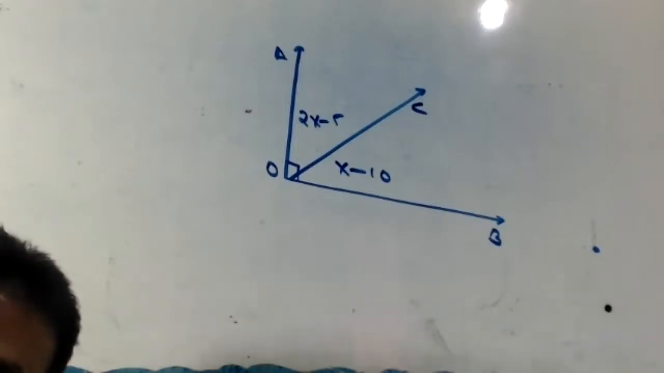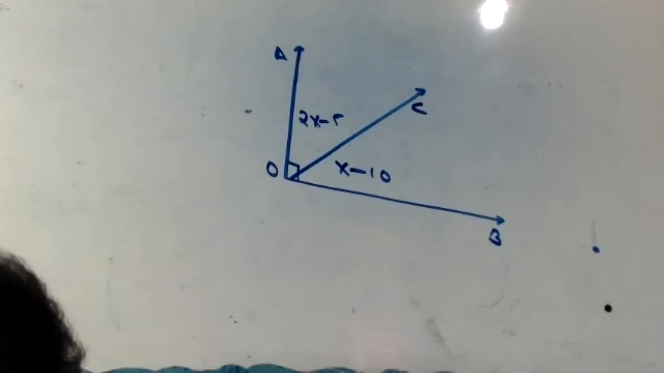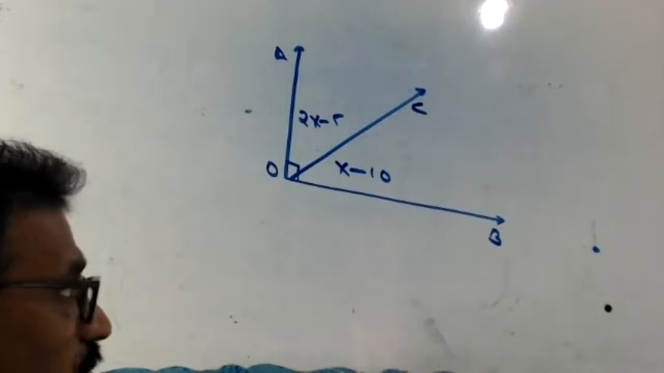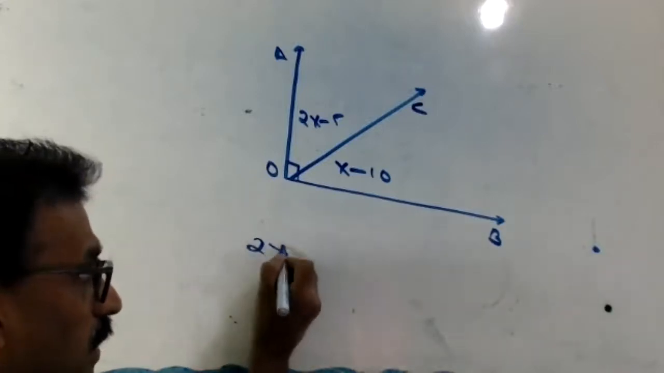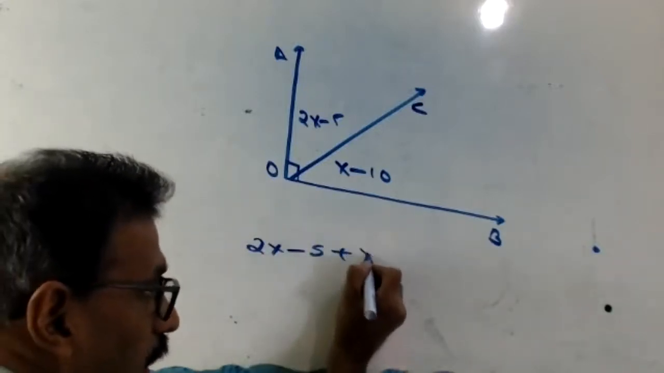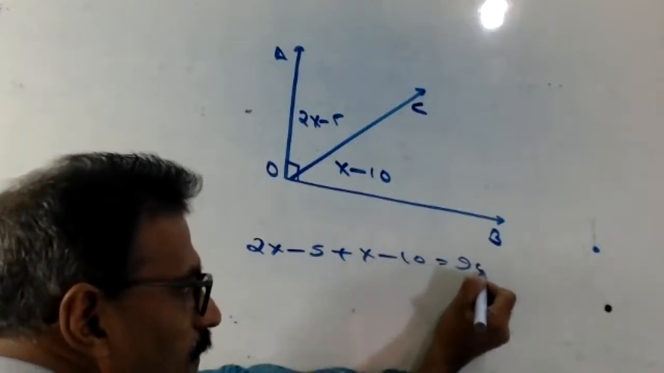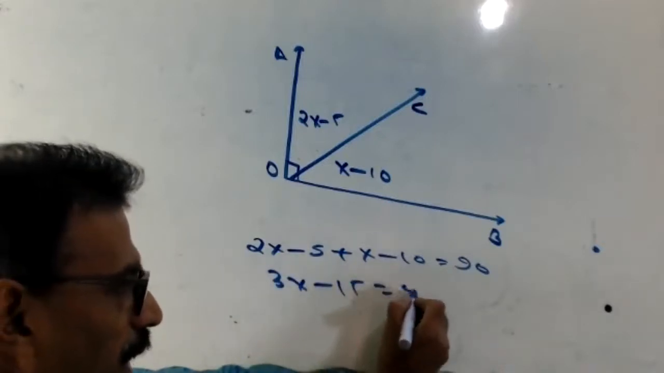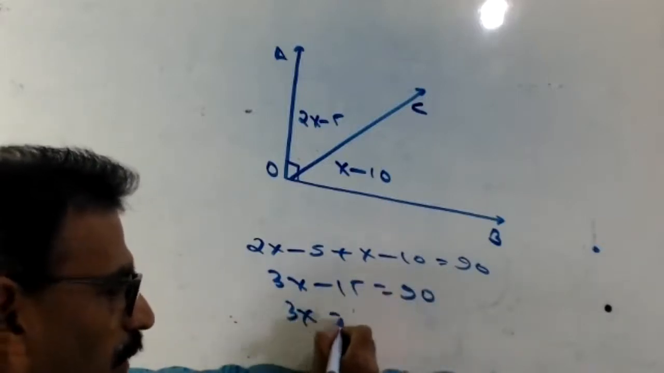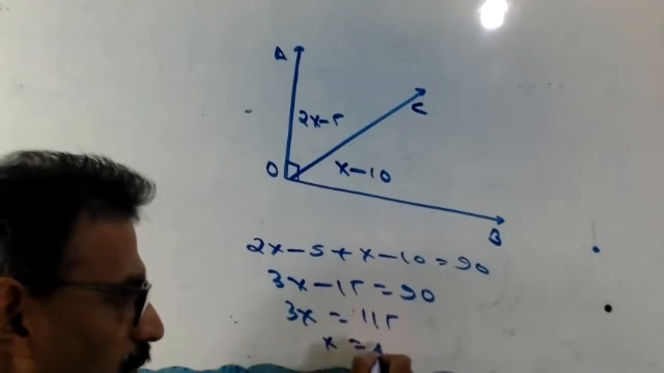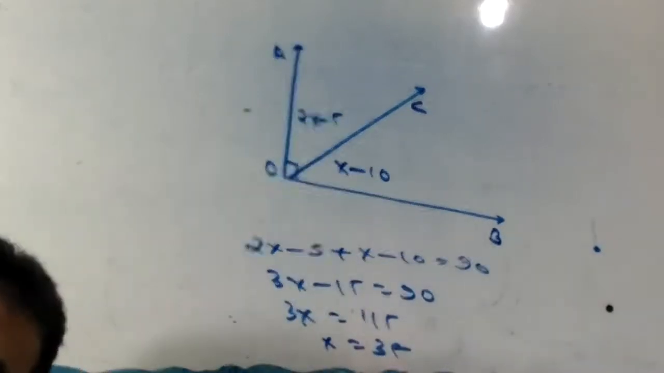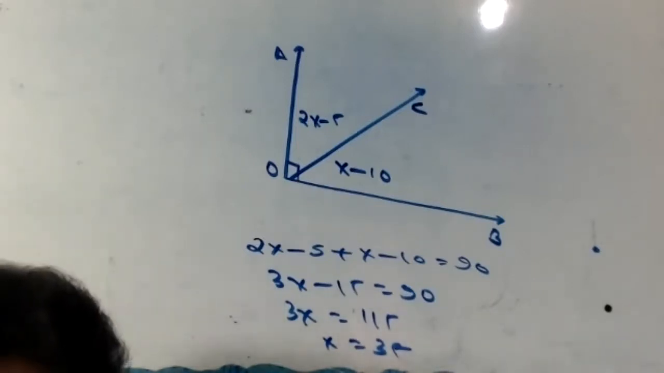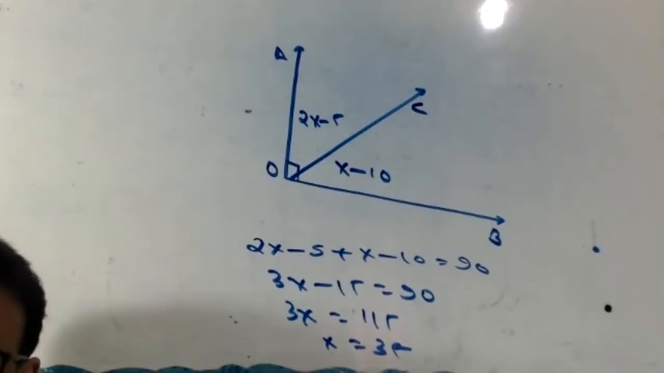Okay, 65 and 25, right? x equal to 35. You understood now how you get this one? Here, 2x minus 5 plus x minus 10 equal to 90. So 3x minus 15 equal to 90. 3x equal to 105. x equal to 35. So you can find it, right? Anyone doubt? Answer is 65 and 25. Anyone have doubt?